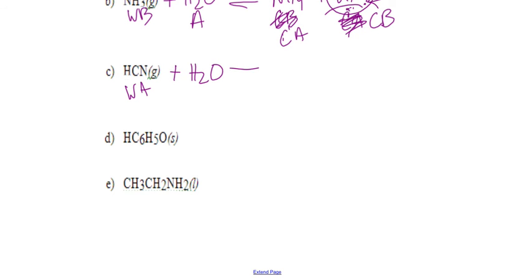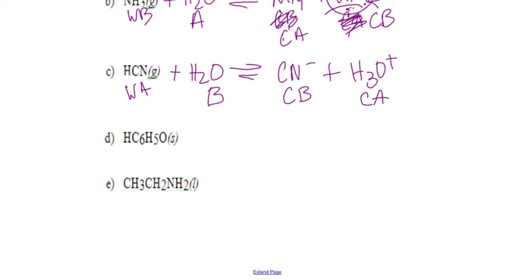Weak acid, carbon-containing acid. So we're going to have a double-headed arrow. We're going to donate a proton and make CN- plus water accepting it, making H3O+. Water is the base. CN- is the conjugate base. H3O+ is the conjugate acid.